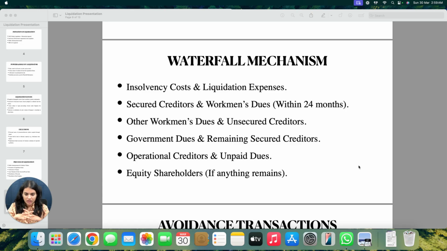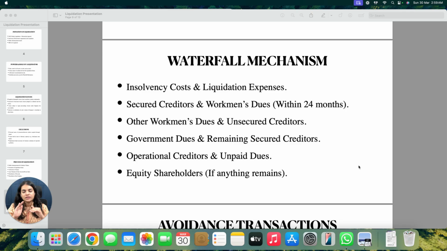Essentially, since the company is going to be wound up, he will also initiate proceedings against sundry debtors. The corporate debtor may also have other debtors, and any amounts that are due to the corporate debtor, the liquidator will attempt to realize. Even a resolution professional is also empowered to do so.